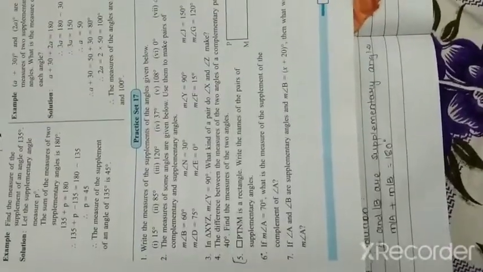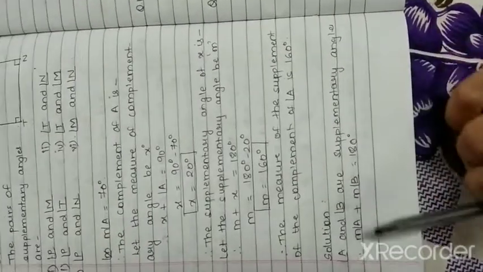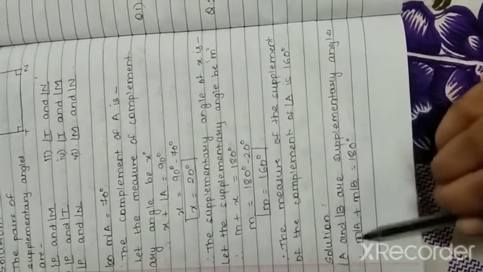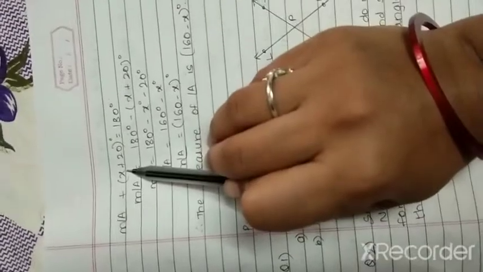The seventh sum says, if the measures of angles A and B are supplementary and the measure of angle B is x plus 20 degrees, then what would be the measure of angle A? Seeing the solution: A and B are supplementary angles, as given in the question itself. The property of supplementary angles is that the addition of the two angles is 180 degrees. So the measure of angle A plus the measure of angle B is 180 degrees. The value of B is given as x plus 20 degrees, so angle A plus x plus 20 equals 180 degrees.